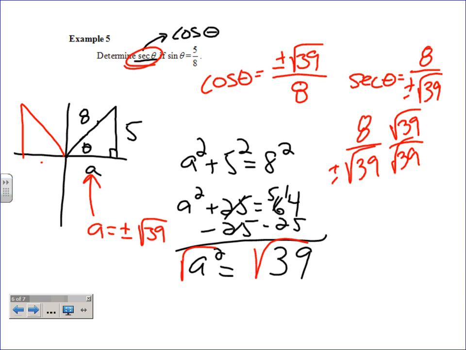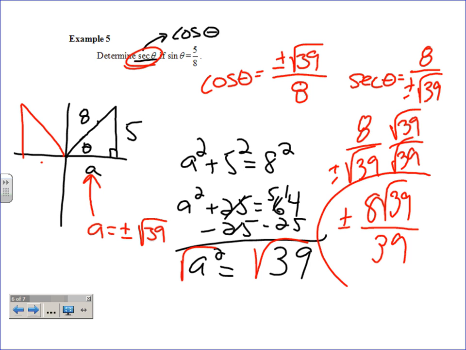But it's up to you. Because let's face it, there'd be positive and negative on all these. So if you take positive times negative, you still get both positive and negative in the end. So it's up to you. So we get 8 square root of 39 over 39. And just throw the positive and negative out front. There it is. Yes? Conjugate?